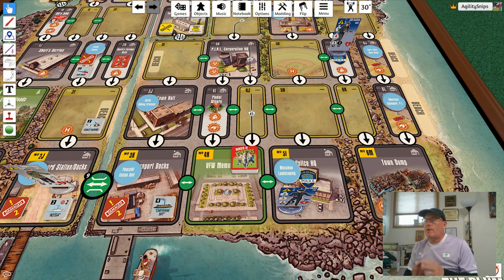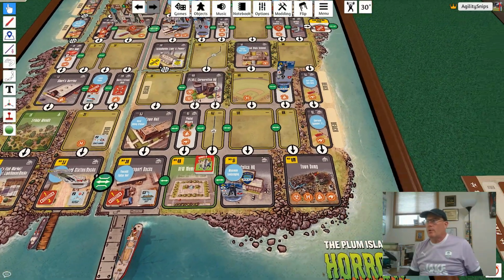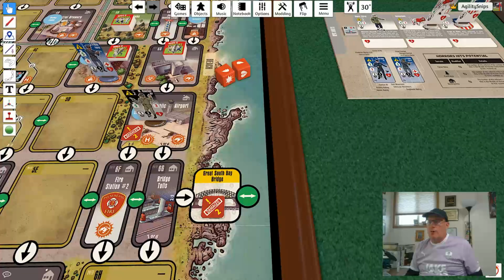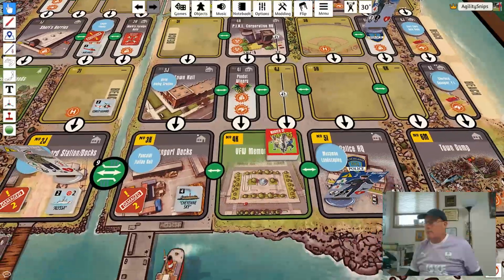Okay, now we're going to get into how you win or lose this game. But before we do that, we have to talk about overrun. Now you remember from earlier, we talked about the fact that overrun areas are any areas whose identifier is in a yellow box. And most of them are here at the bottom of the board. There is one over here as well, the Great South Bay Bridge. But most of them are here at the bottom of the board.